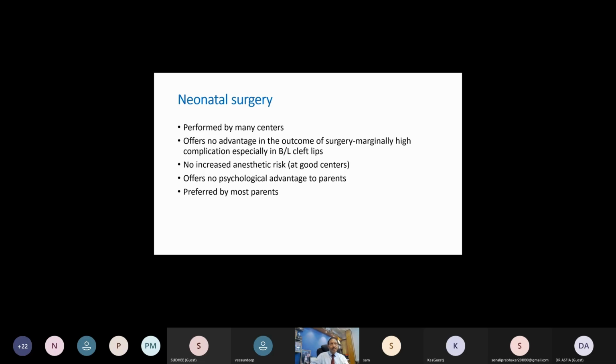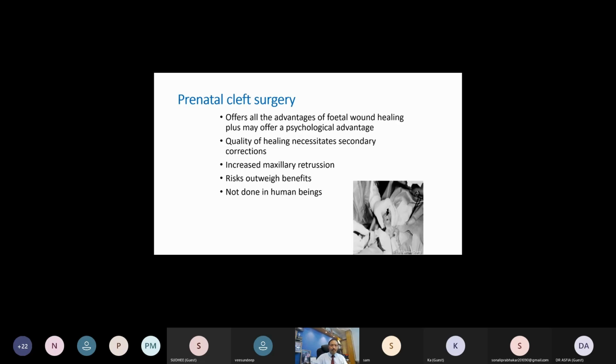Coming to the neonatal surgeries, it is performed in many centers. It offers no advantage in the outcome of surgery, and it has marginally higher complication rates, especially in bilateral cleft lips. Although it has no increased anesthetic risk at good centers, it offers no psychological advantage to the parents either. It may be preferred by parents, but it's not a good idea to do a neonatal surgery. Some centers have been doing it continuously with good results.